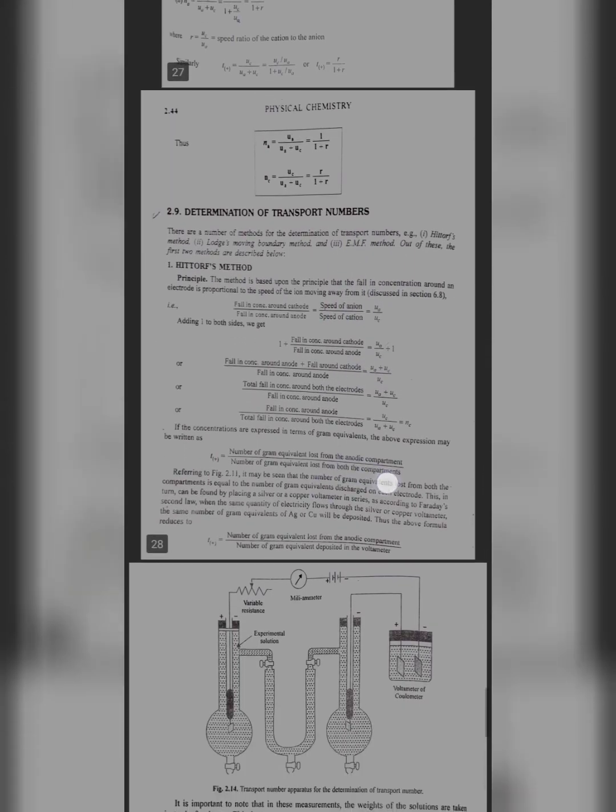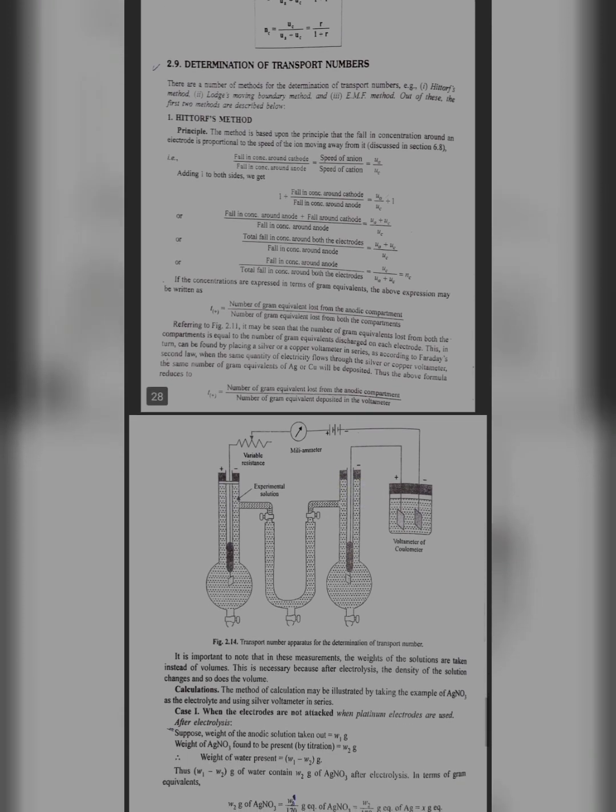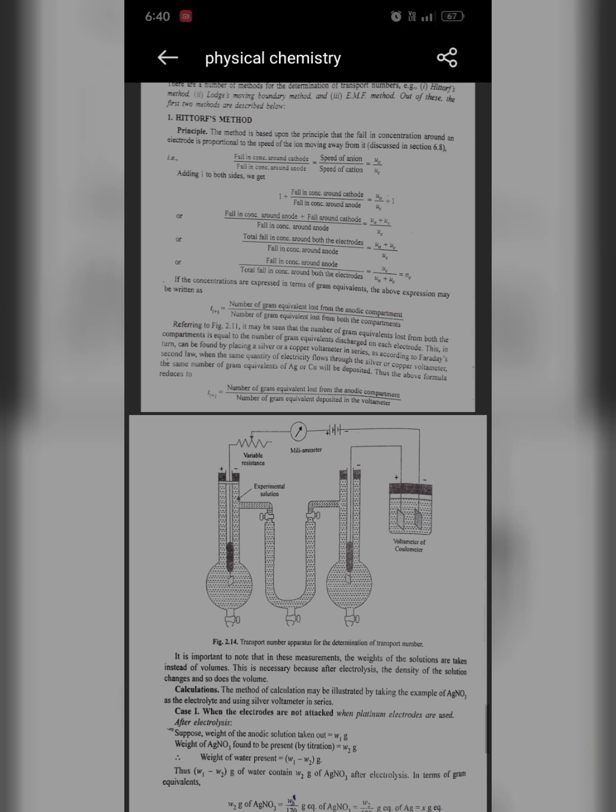Now, determination of transport number. There are a number of methods of determination of transport number. Hittorf's method: the method is based upon the principle that the fall in concentration around an electrode is proportional to the speed of the ion moving away from it.